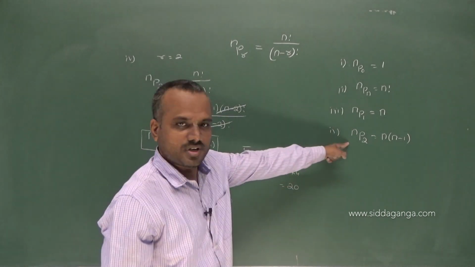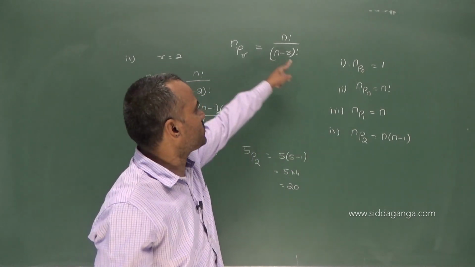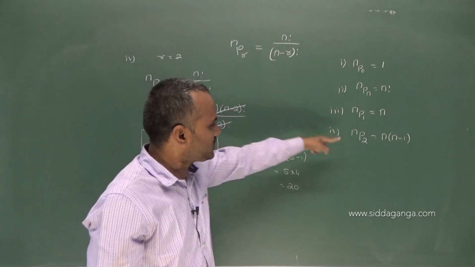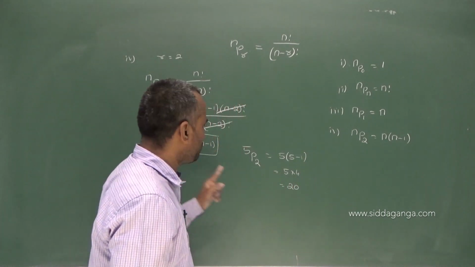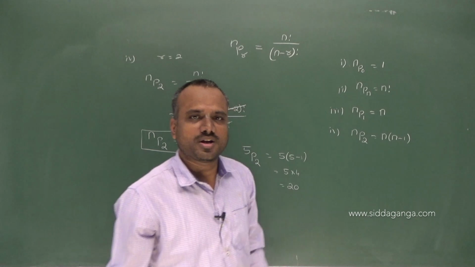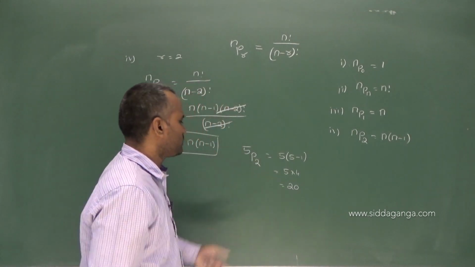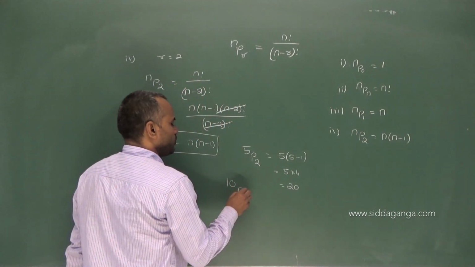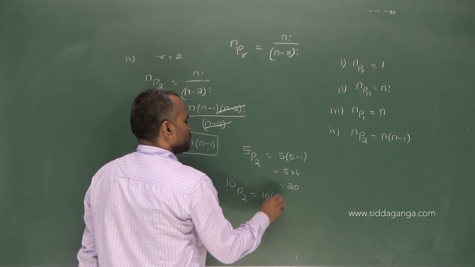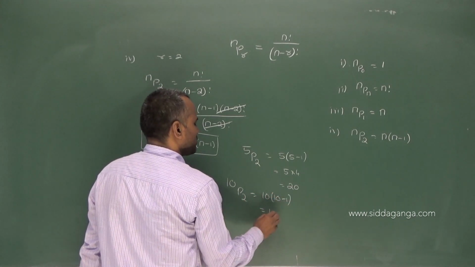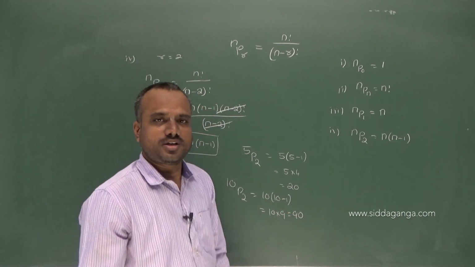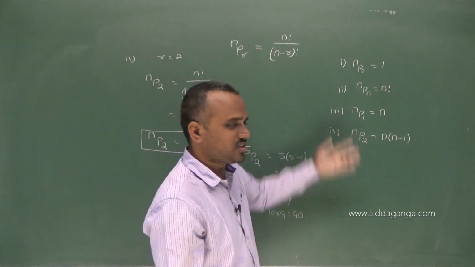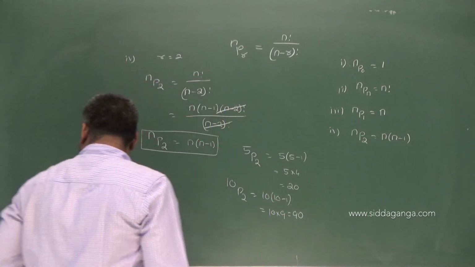If you know this result, directly we write 5 into 5 minus 1, nP2 is n into n minus 1. If you don't know, we substitute here. Suppose I want 10P2: 10 into 10 minus 1, 10 into 9, answer is 90. These are some results. Okay, so one more result.